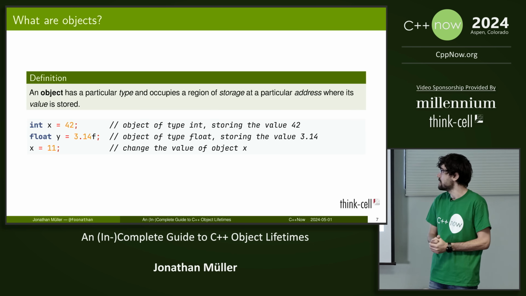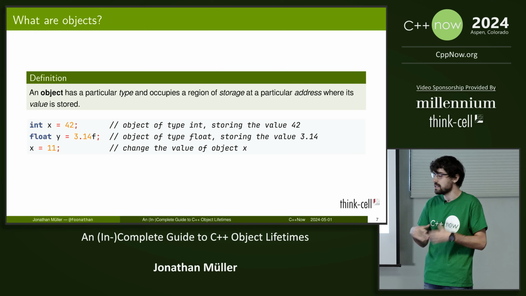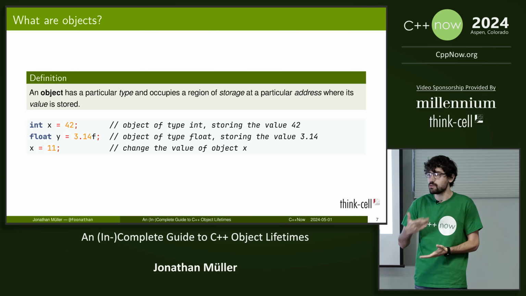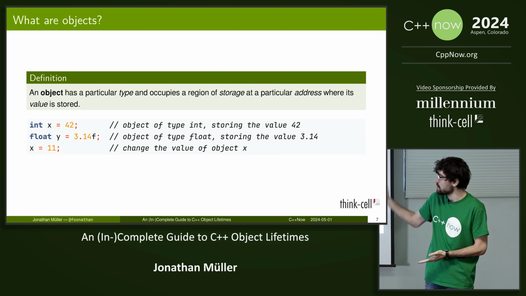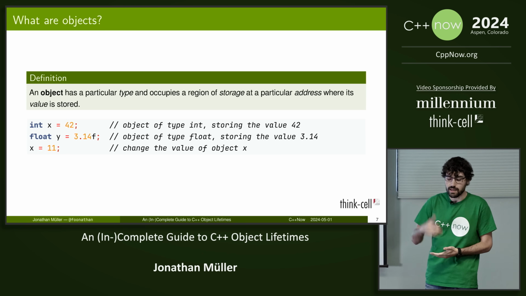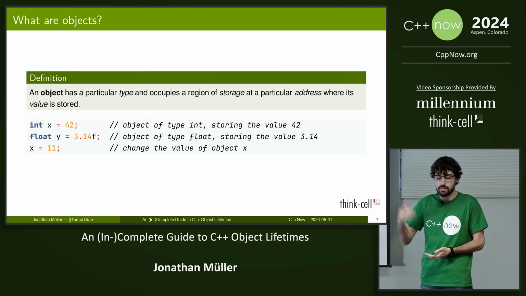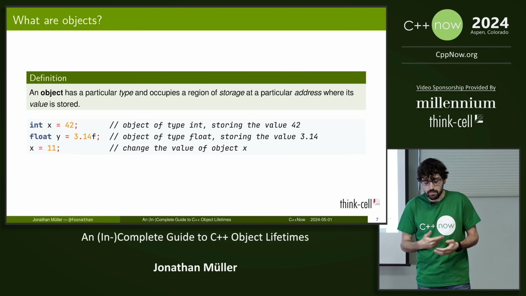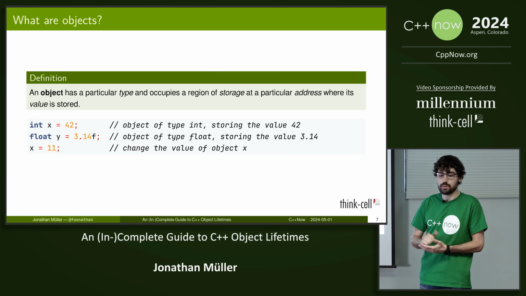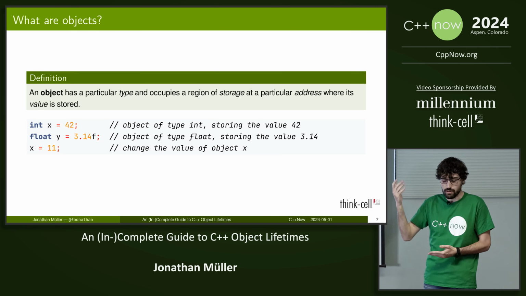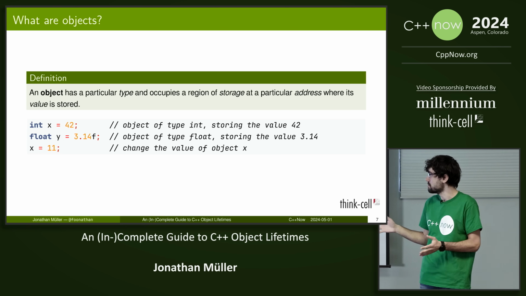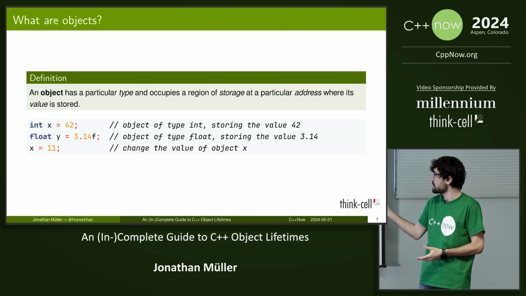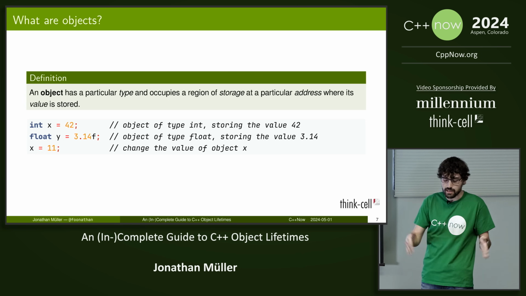And now an object. Informally, an object has a particular type, occupies a particular region of storage at a particular address, and stores a value. So here we've got a bunch of objects. We've got an object x, has type int, stores the value 42. Then we've got an object y of type float, stores the value of 3.14. And then we're changing the value stored in the object x with this assignment, and now it stores 11. So that is an object, right? It has a memory address where it stores a value, and that value is defined by its type and the datum stored at that address.